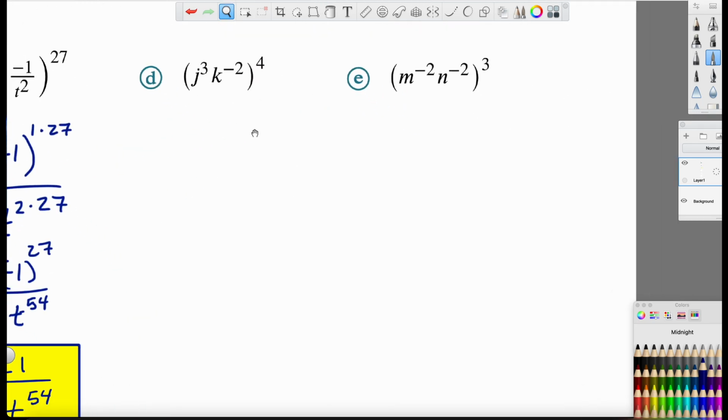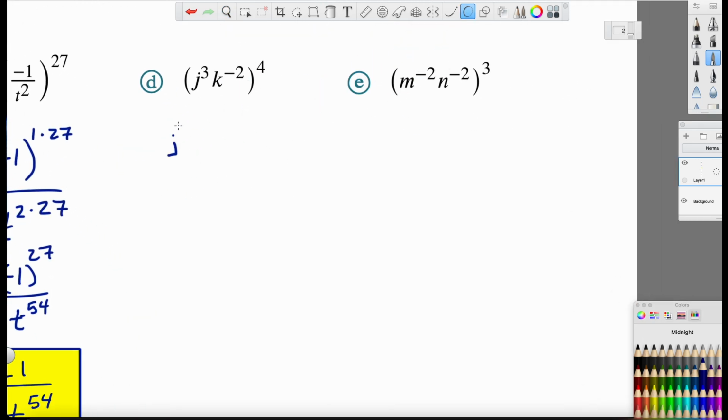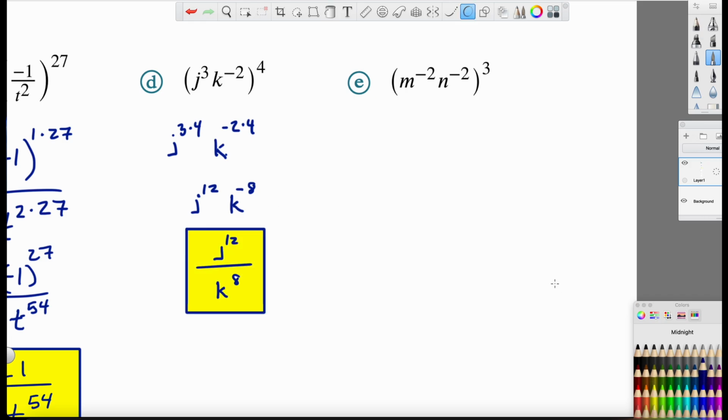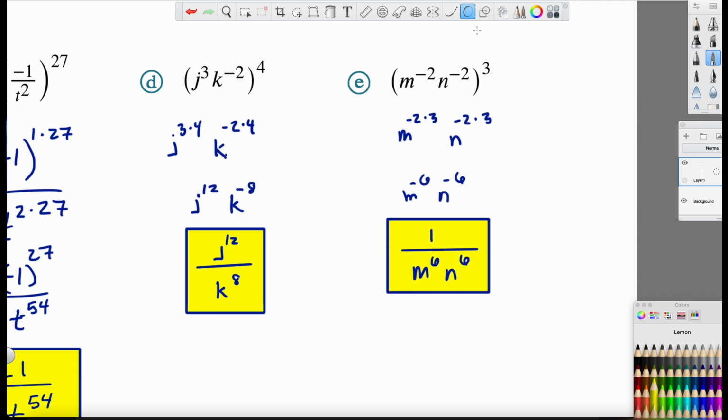Okay, so let's take a look at these last two here. We've got j to the third, k to the negative 2, all raised to the fourth, so we're going to distribute the 4 into the exponents here. We're going to make the k exponent positive by putting it in the denominator. Last one for e, distribute the 3. We're going to get m to the negative 6, n to the negative 6. Take the reciprocal here to get positive exponents.